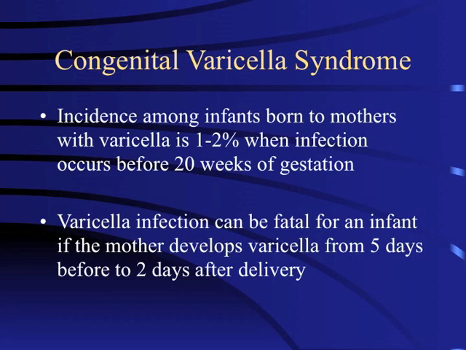And the incidence among infants born to mothers with varicella is only 1 to 2% when the infection occurs before 20 weeks of gestation. That's different from an infection that occurs very late in the pregnancy, which can be fatal for an infant if the mother develops varicella from 5 days before to 2 days after delivery. In those cases, the infection in the newborn is quite severe.